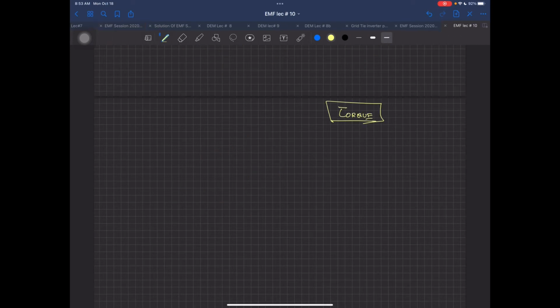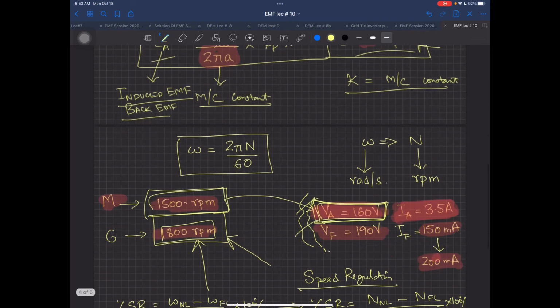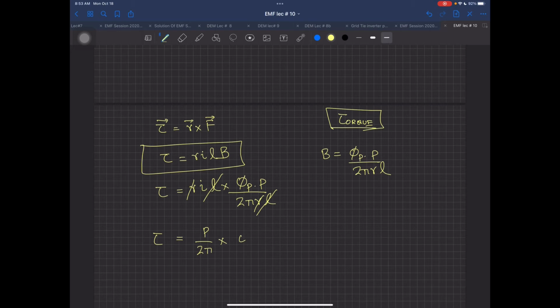Now if I go with the same analogy, torque was equal to R cross F. If I am not interested in the vectors, this is certainly R I L B. I won't derive it again; I just use B from the relation B equal to phi P into P divided by 2 pi R L. If I put this in, this is equal to R I L into phi P into P divided by 2 pi R L. R and L cancel. So the torque is equal to P over 2 pi into phi P into I.